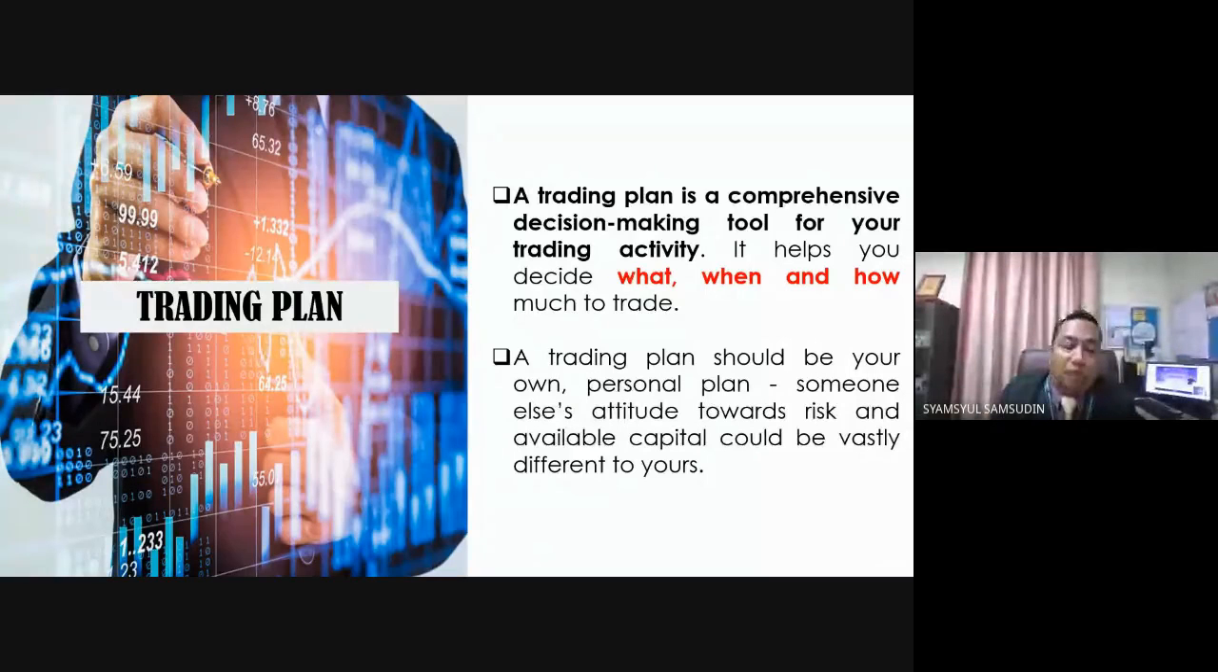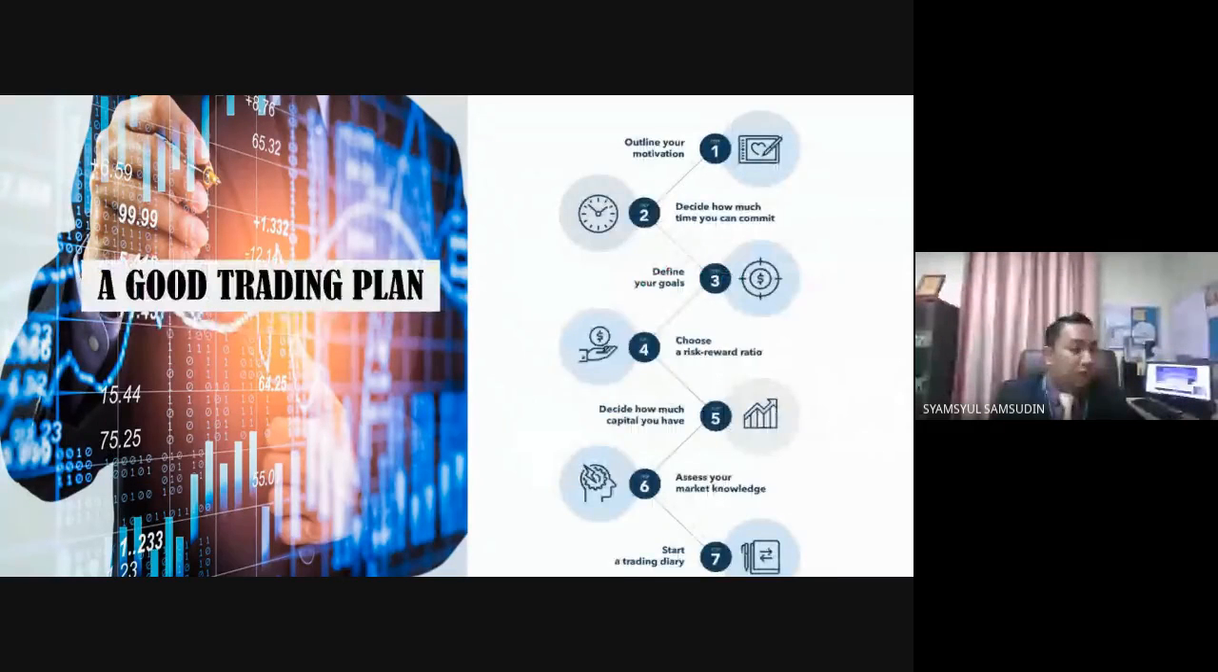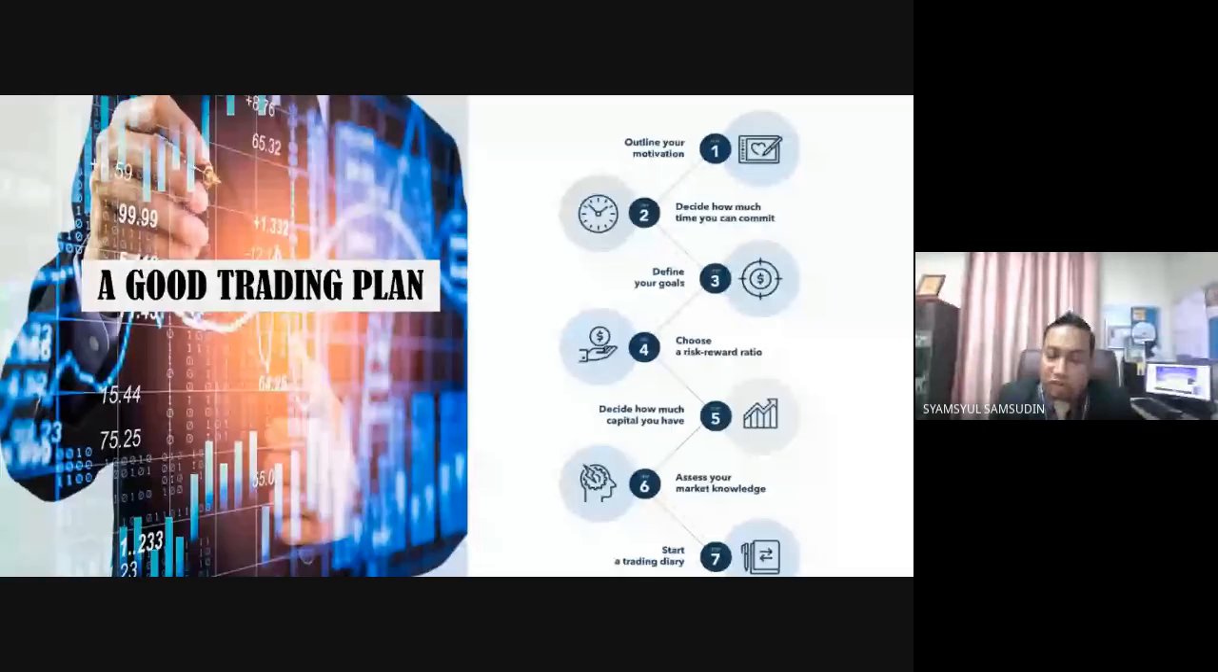All right, now we proceed to what a good trading plan is. So the fund manager should come up with a good trading plan. Number one, the fund manager or the student should outline your motivation. What is your motivation? What is the potential profit you want? Based on the client money you invest, for example, they give you 2 million, so they expect you to get another 1 million profit. So potential profit, what is your motivation?